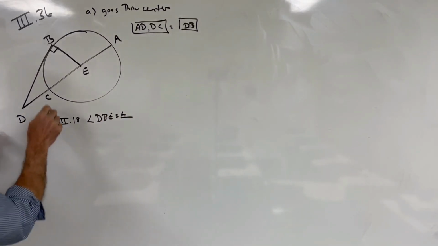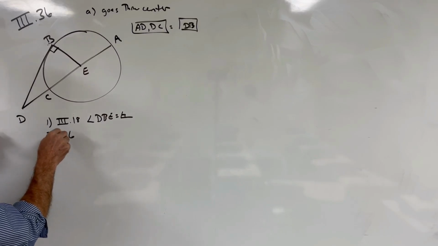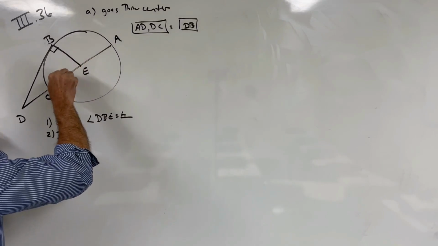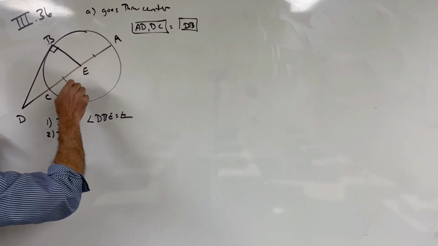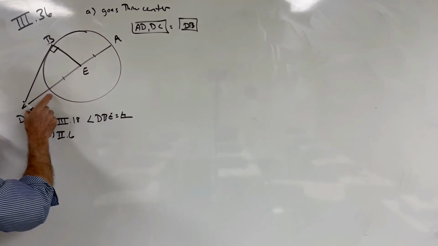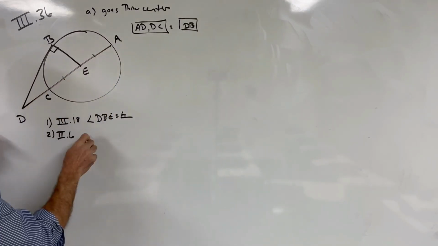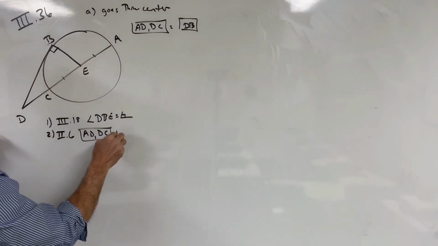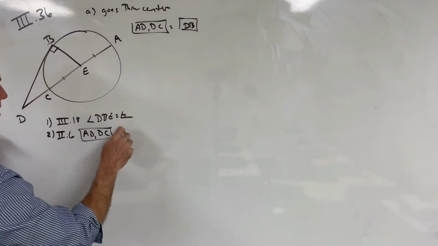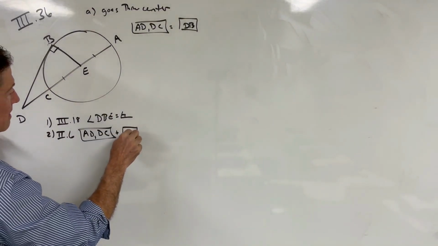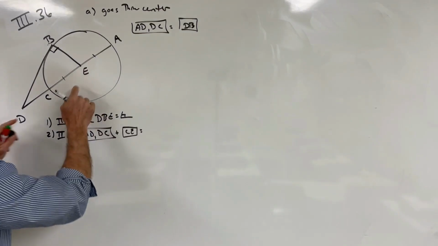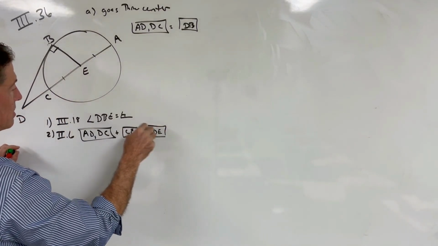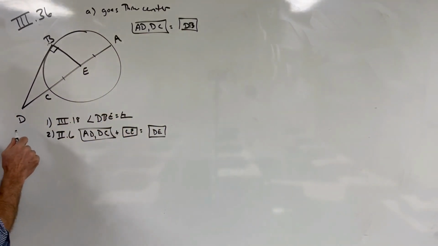Now we can invoke Book 2, Prop 6, which tells us that when we have a line that's bisected, and this is bisected, the radii, and a piece is added onto it from the outside, that the rectangle contained by AD, DC, plus the square on CE, that will be equal to the square on DE. So go back to Book 2, Prop 6 to review that.